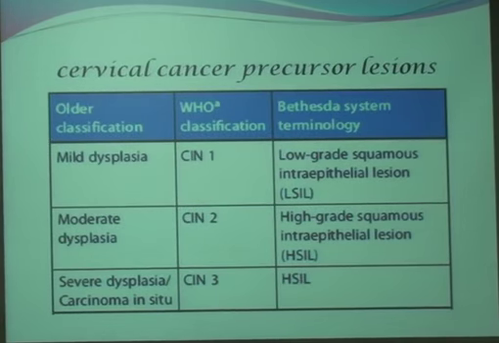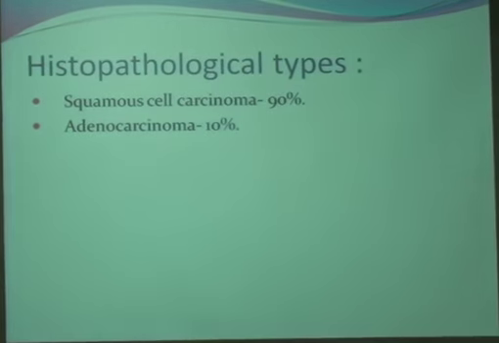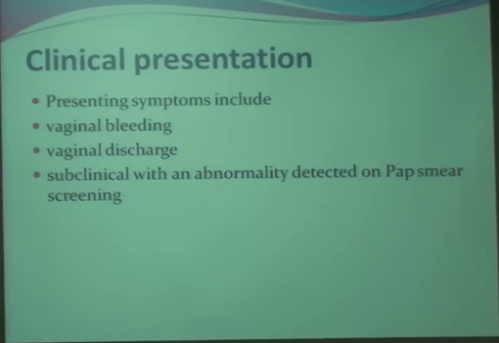There are pre-cancerous lesions that exist before the development of the cancer itself. They have several classifications. Perhaps the newest is the low grade squamous intraepithelial lesion and the high grade squamous intraepithelial lesion. Human papillomavirus infects the normal cervical tissue. An infected cervix may progress into the precancerous and then the cancerous stage. We have two main histopathological types: the squamous cell carcinoma, which represents about 90% of the cases, and the adenocarcinoma, which represents about 10% of the cases.